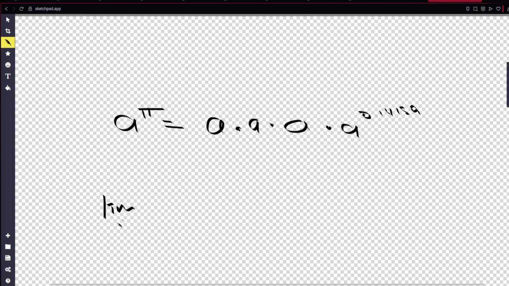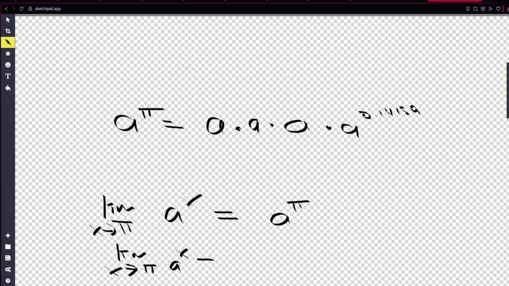So it's going to be the limit as x approaches pi of a to the x, which is going to be equal to a to the pi, or not equal theoretically, but it's going to be approaching a to the pi, which is what we define a to the power of pi to be. So for example, let's say that a is equal to 2. I meant the limit as x approaches pi of 2 to the x. I keep messing up.